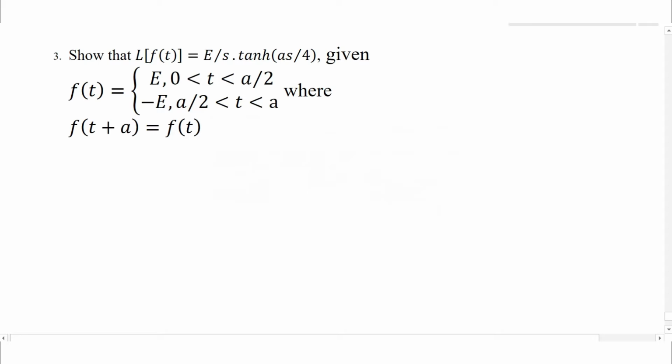Next question is: show that the Laplace transform of f of t is equal to E by s times tanh of as by 4. Given the function f of t, where f of t is E when t lies between 0 to a by 2, and f of t is minus E when t lies between a by 2 to a, where f of t plus a is equal to f of t. So this condition that is given represents the periodic function.